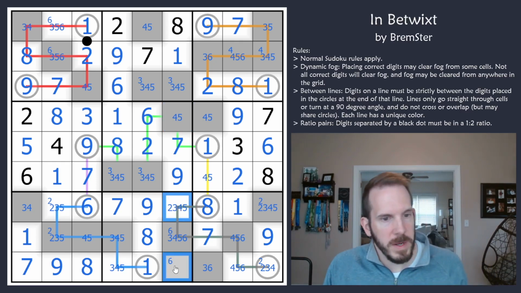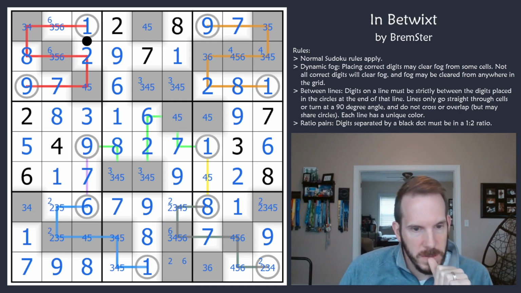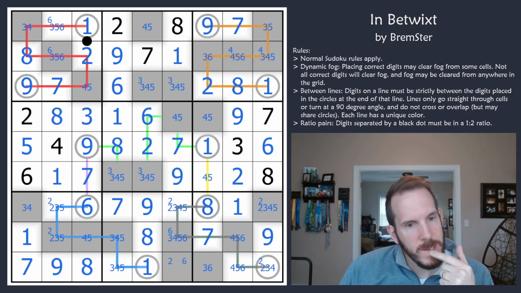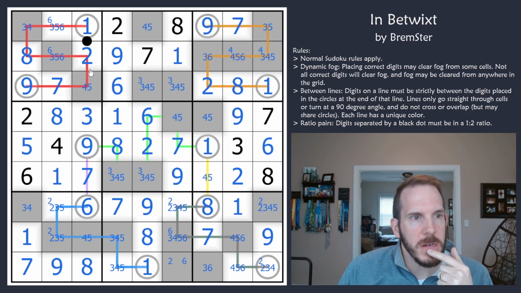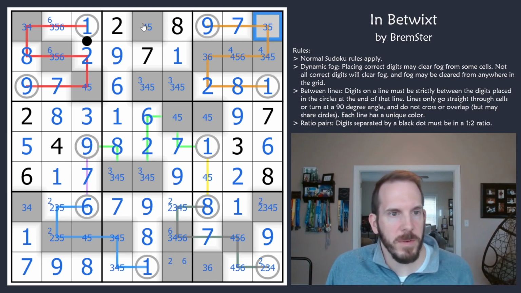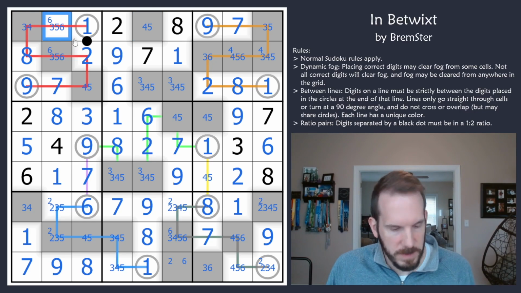2 in this box is going to go here. Okay. What kind of Sudoku am I missing here? Oh, okay. We got a 3, 4, 5 triple in row 1, so this is a 6.